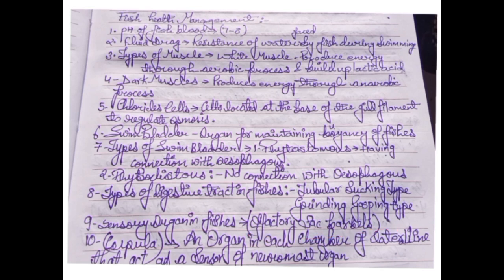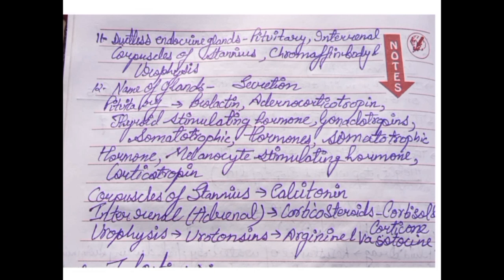Then we go to the next part, the ductless endocrine glands. Ductless endocrine glands are generally present in the fishes. These are the pituitary, internal corpuscles of Stannius, chromaffin bodies and urophysis. So the names of glands and their secretions. Generally the pituitary secretes prolactin, adrenocorticotrophin, thyroid stimulating hormone, gonadotrophin, somatotrophic hormone, melanocyte stimulating hormone and cortisol.